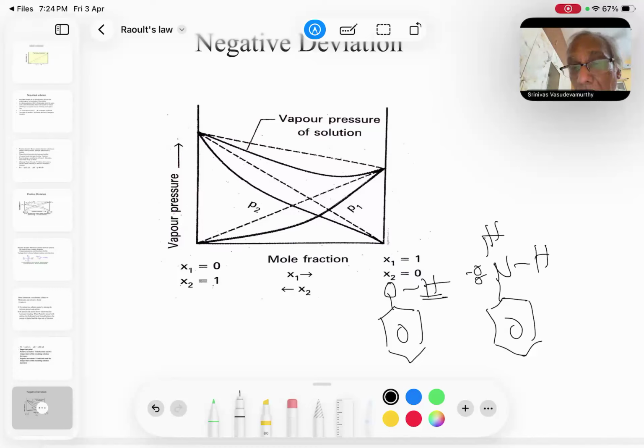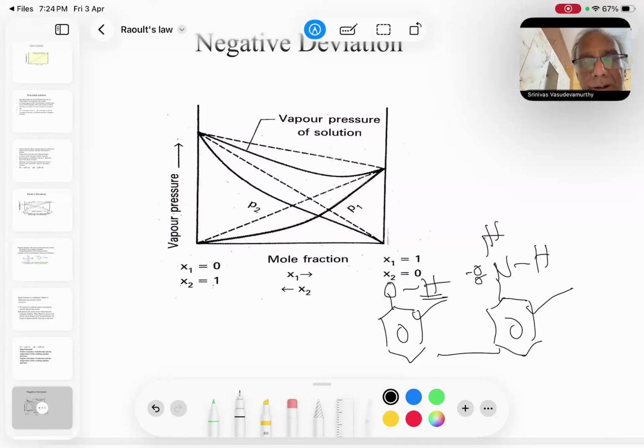This hydrogen bonding is stronger. The hydrogen bond formed between phenol and aniline is stronger than the bond formed in phenol or the hydrogen bond formed in aniline. When I compare these strengths, the hydrogen bond formed between phenol and aniline in the solution is stronger than the hydrogen bond formed by either phenol or aniline. So it shows a negative deviation.